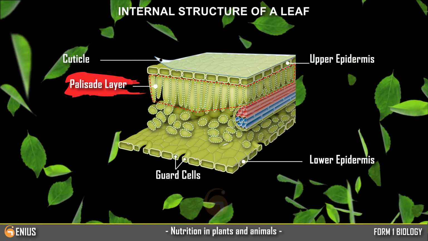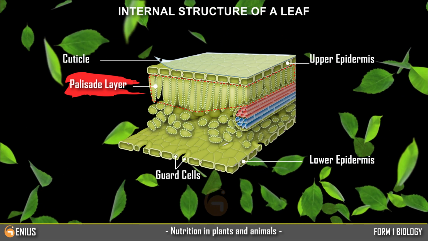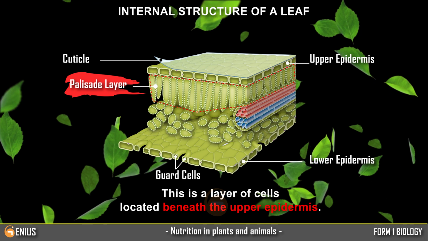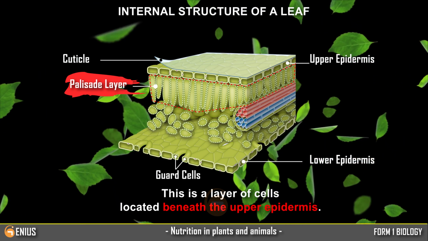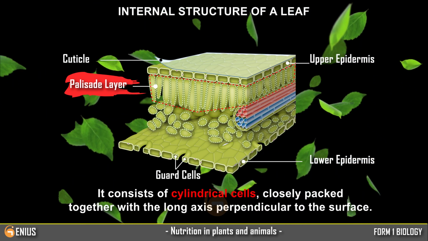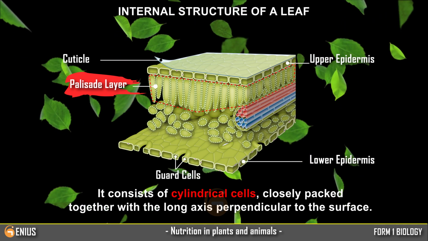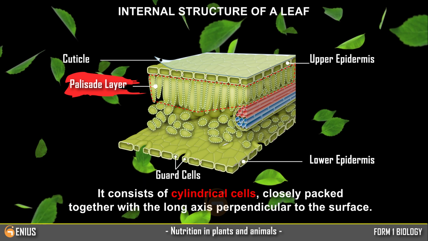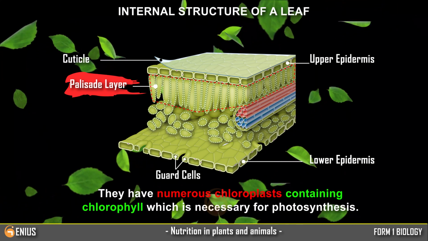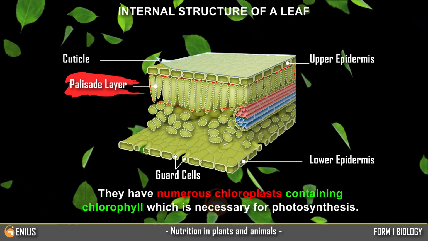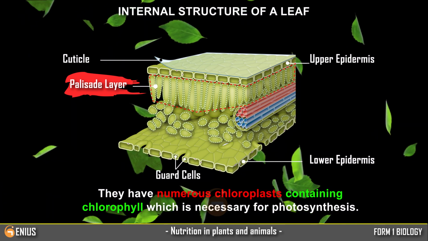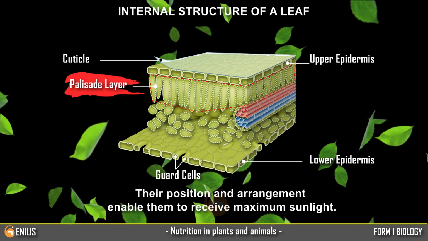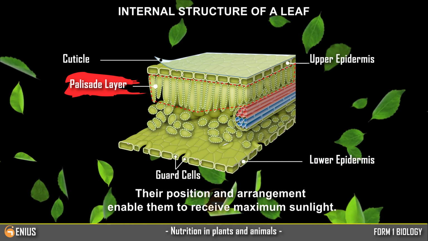Palisade layer. This is a layer of cells located beneath the upper epidermis. It consists of cylindrical cells, closely packed together with the long axis perpendicular to the surface. They have numerous chloroplasts containing chlorophyll, which is necessary for photosynthesis. Their position and arrangement enable them to receive maximum sunlight.